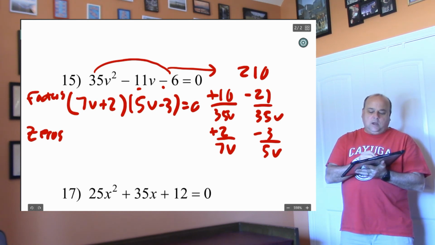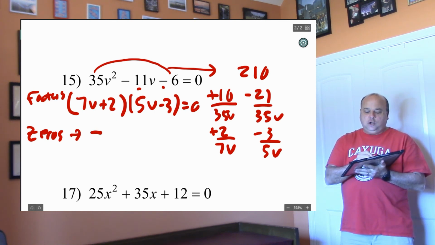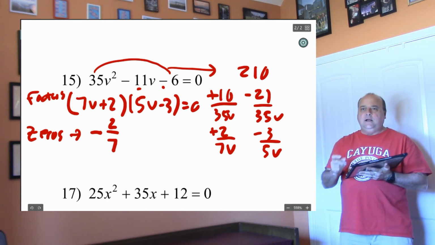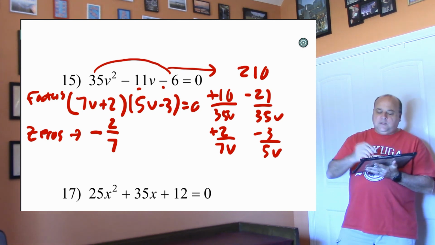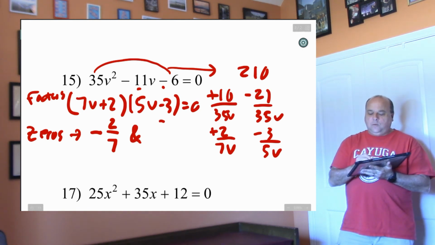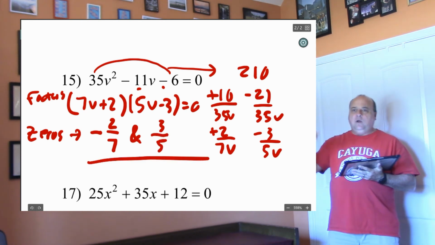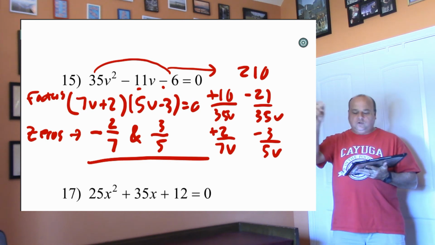The zeros will have opposite signs. So the zeros of the first one, the opposite of a positive is a negative. The 2 is the numerator. The number in front of the letter will be the denominator. That's my 0. The next one, the opposite of a negative is a positive. The 3 will be my numerator. The 5 will be my denominator. The parabola will cross the x-axis at those points.